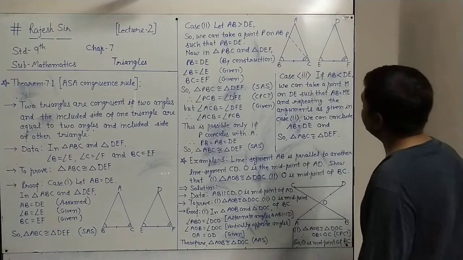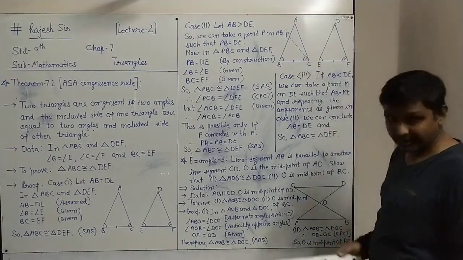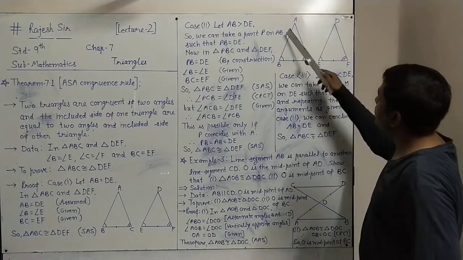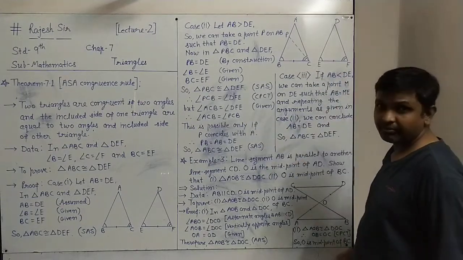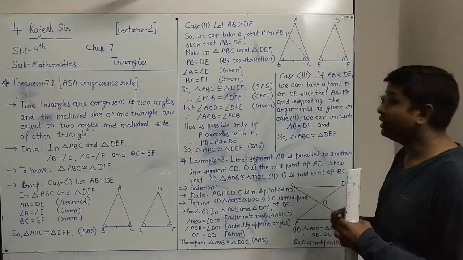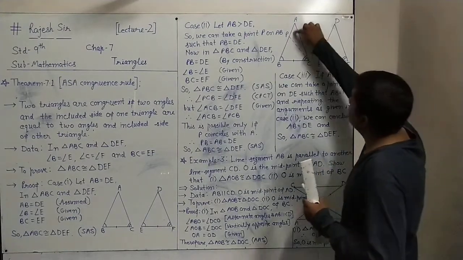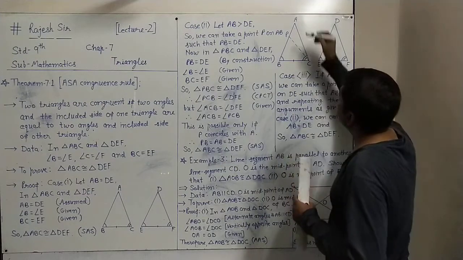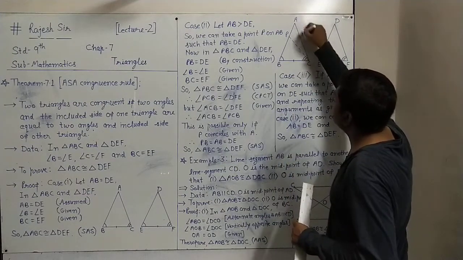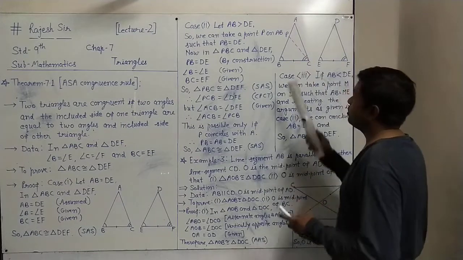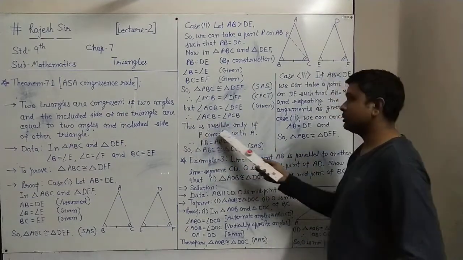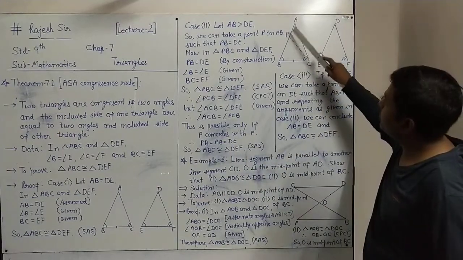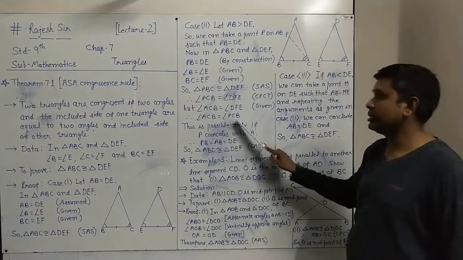How can it be possible? In the figure it looks different. Here we have angle ACB and angle PCB equal. It is possible only when point P coincides with A. We have to take point P on A, then only ACB and PCB will be equal.